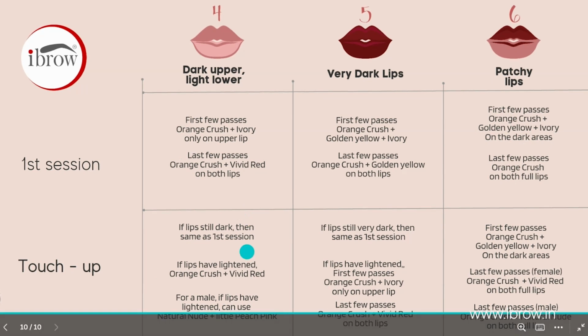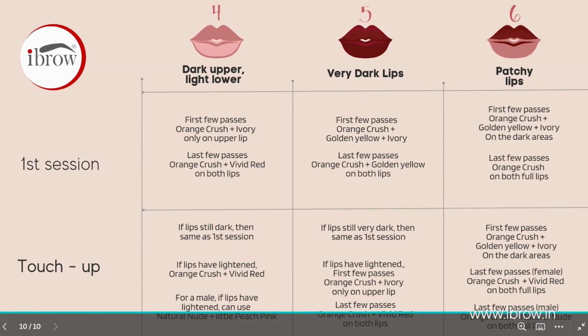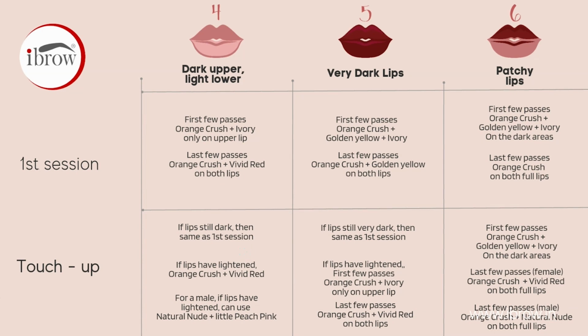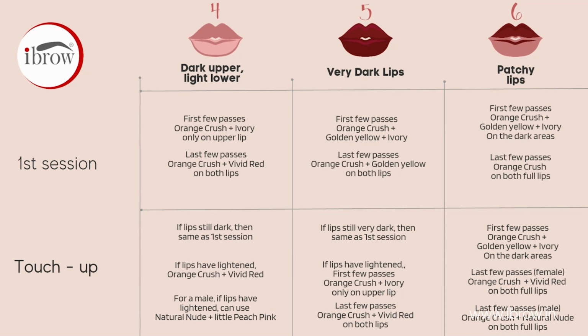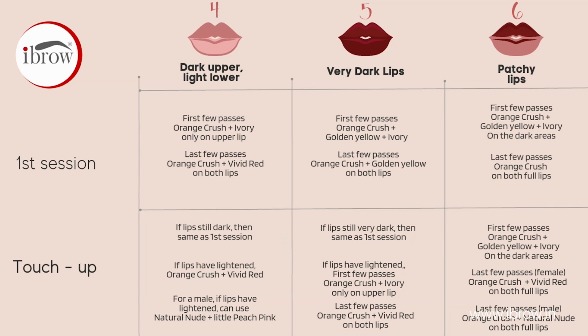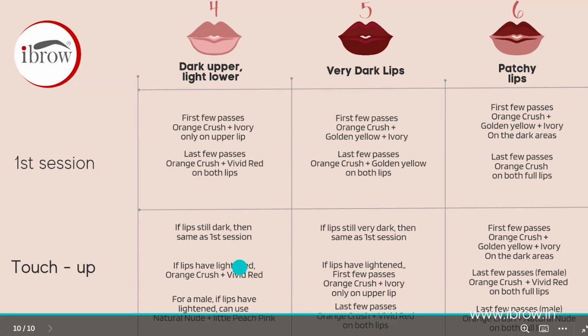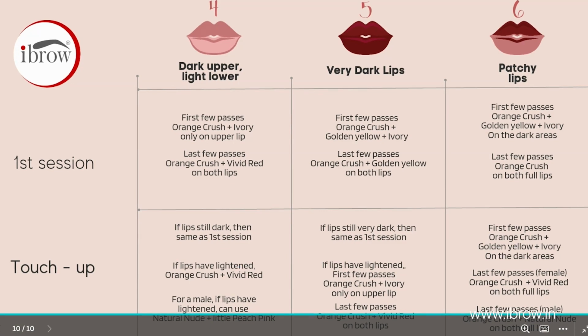At the time of touch up, if the lips, especially the upper lip, are still dark, then once again use the same combination as the first session. However, if the lips have become relatively uniform and they are looking bright, then you can do Orange Crush plus Vivid Red on both the lips, or only Vivid Red on both the lips, because now they are the same as your dark lips if the lips have become more uniform.